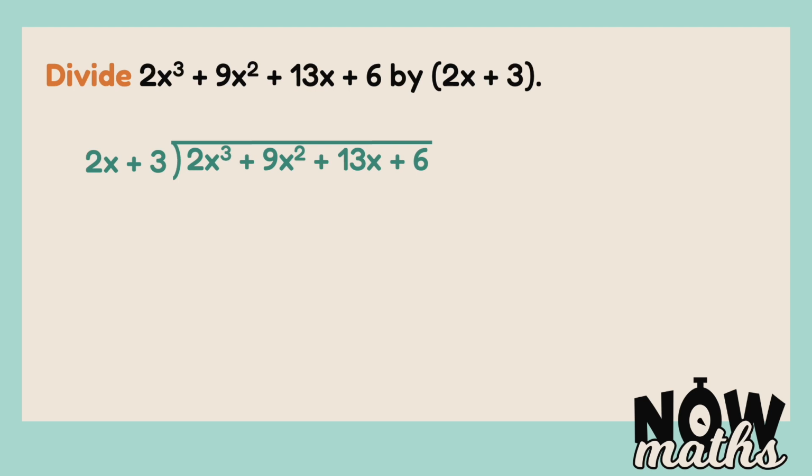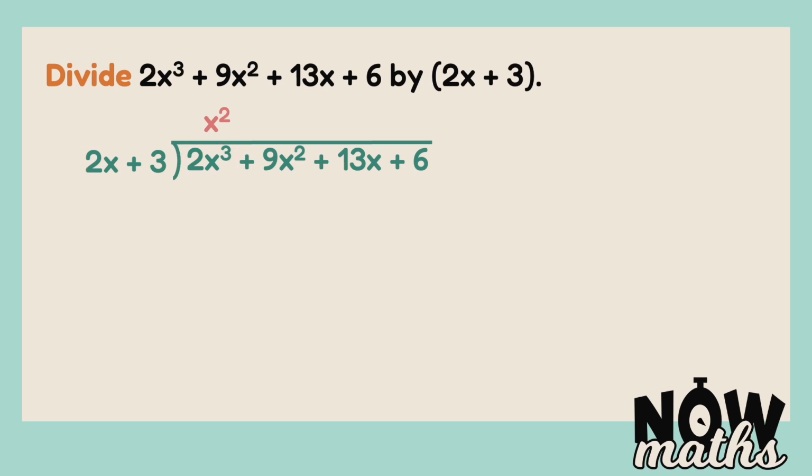To make this as easy as possible, we'll only focus on dividing one term by another at any one time. So the first thing we're going to do is divide 2x cubed by 2x. This gives us x squared, since x squared multiplied by 2x is 2x cubed, and we write this above the bus stop. Now there will be a remainder since we're actually dividing by 2x plus 3.